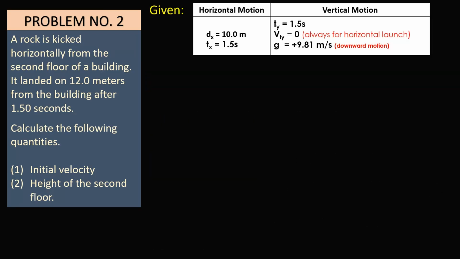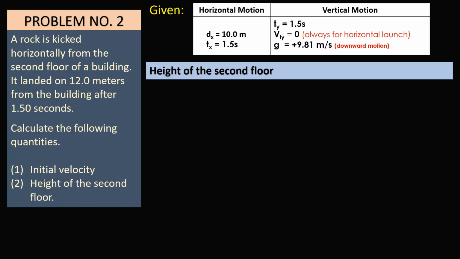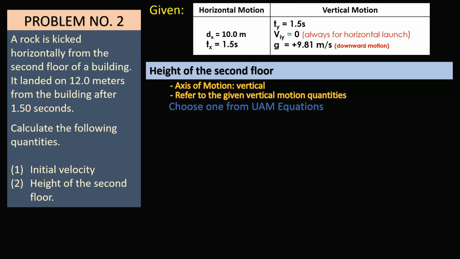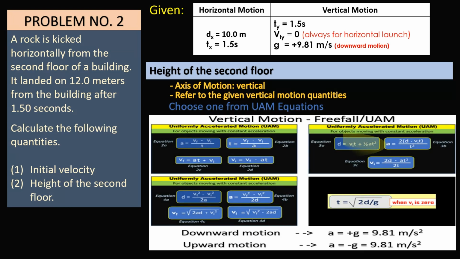For the second question, it is asking for the height of the second floor. The height is a vertical quantity, so we will refer to the given vertical motion quantities and choose from the UAM equations. Equation 3a can be used to solve for the height of the building since it contains the variable initial vertical velocity, time, and acceleration.